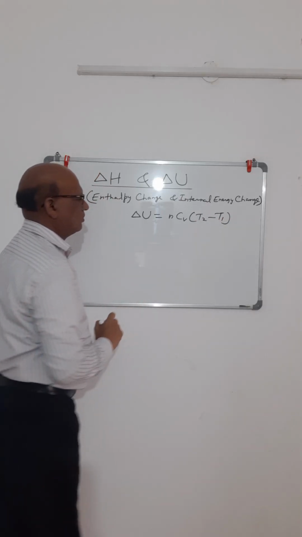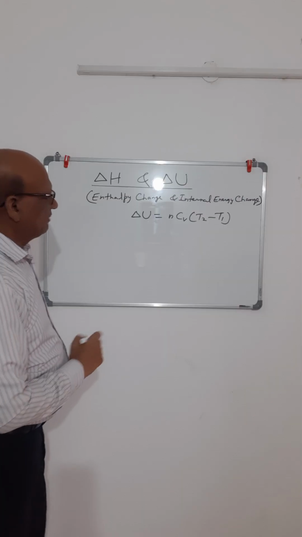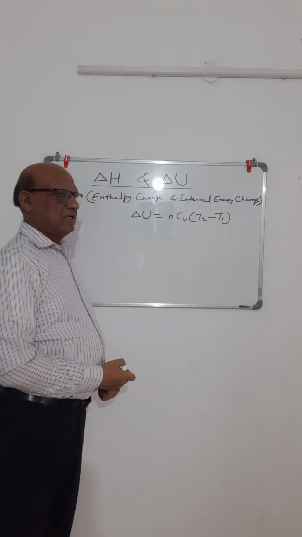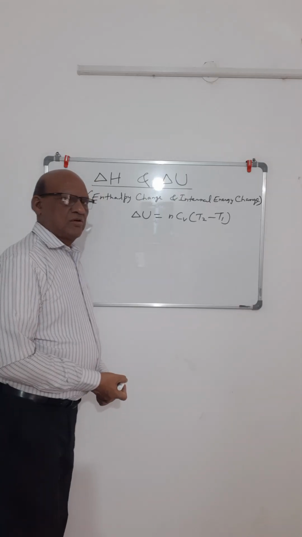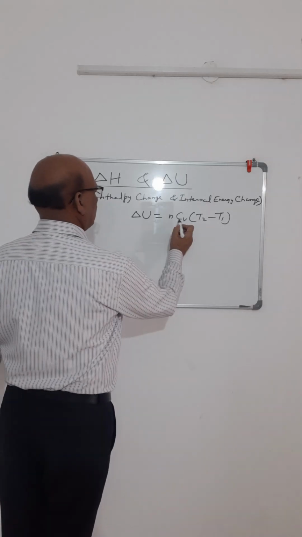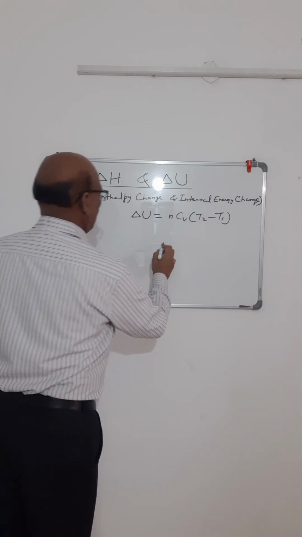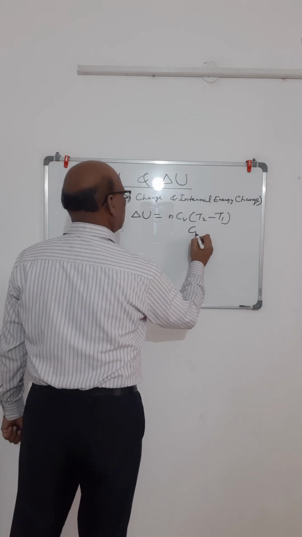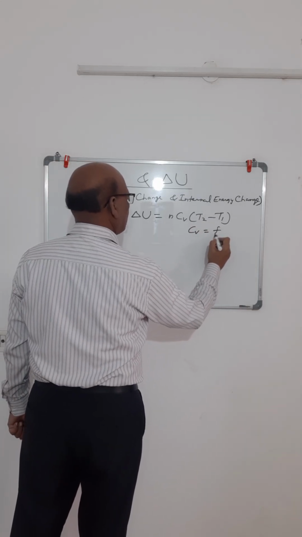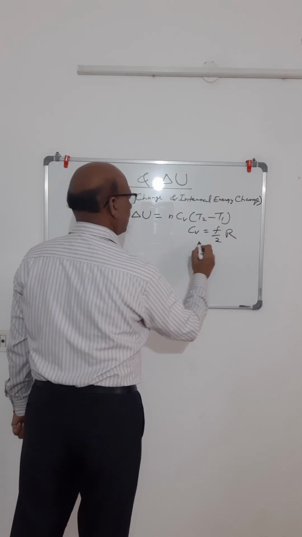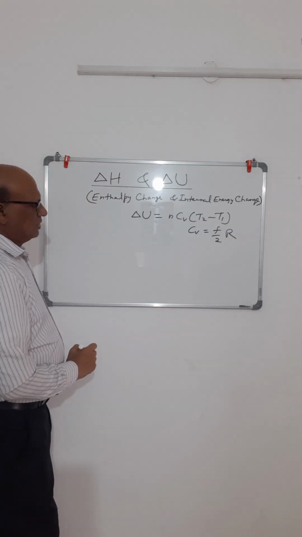This formula will hold for any process, whatever the process, let it be adiabatic, isothermal, isobaric or isochoric. This formula will always hold. And here CV is nothing but the molar heat capacity at constant volume, and it is given by F by 2 into R, where F is the number of degrees of freedom.